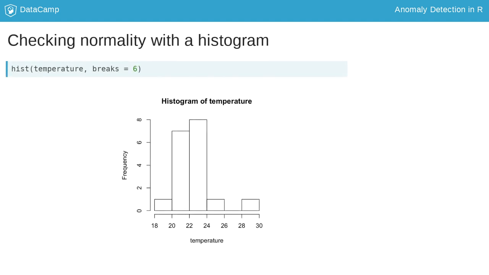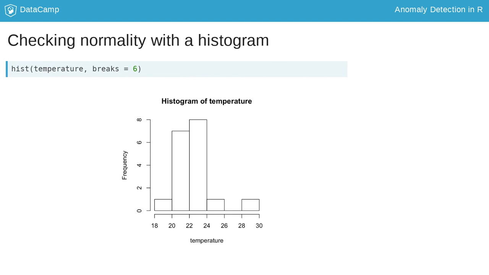In R, a histogram is produced using the hist function. The main argument of the hist function is the data to show, while the breaks argument controls how many bins the histogram has. For larger datasets, breaks can be increased to get a more detailed view of the distribution.